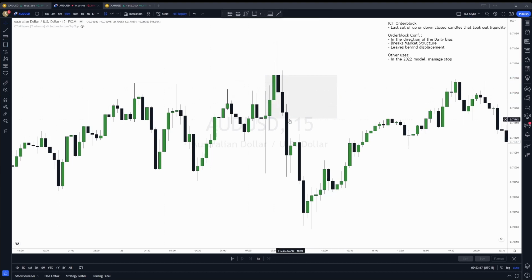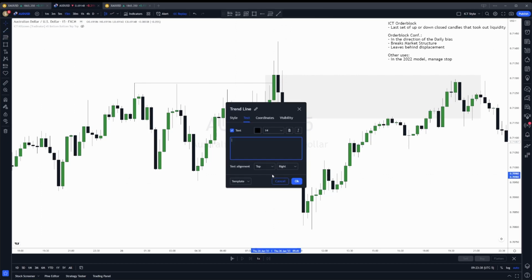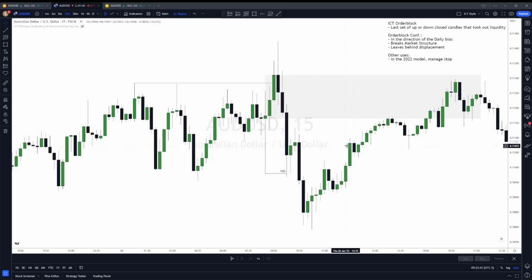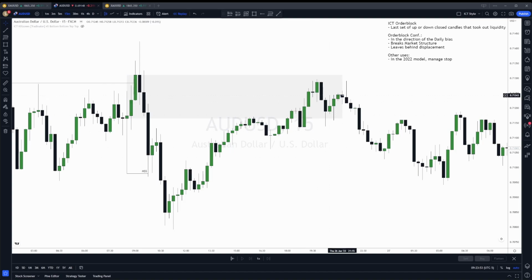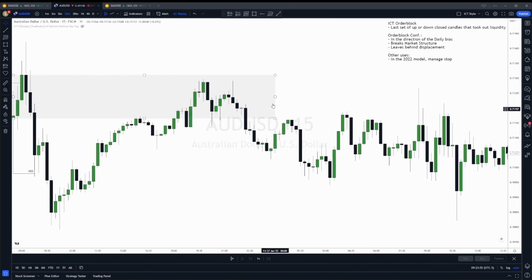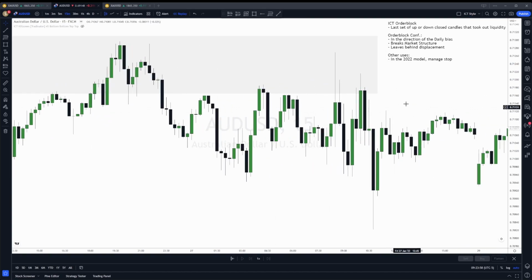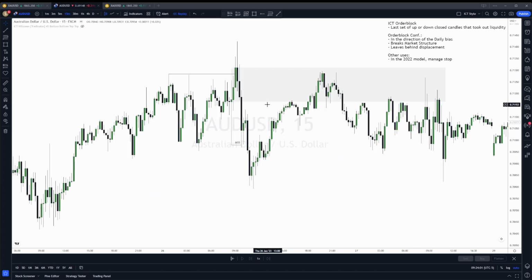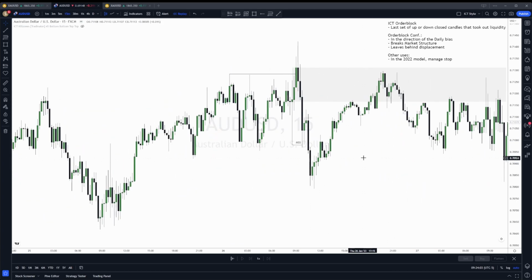And again, it's really simple. All we did is mark out the last set of up or down closed candles that took out liquidity, which we did right here. So this is going to be our ICT order block. Now, as for our confluences, do we have a market structure shift? Yes, we do. We have one right here. And do we also leave behind imbalance? Yes, we do. We do right here. And then if we look back later, price returns to that order block and actually moves down off of it, as you can see. So this was again a really, really high probability order block.